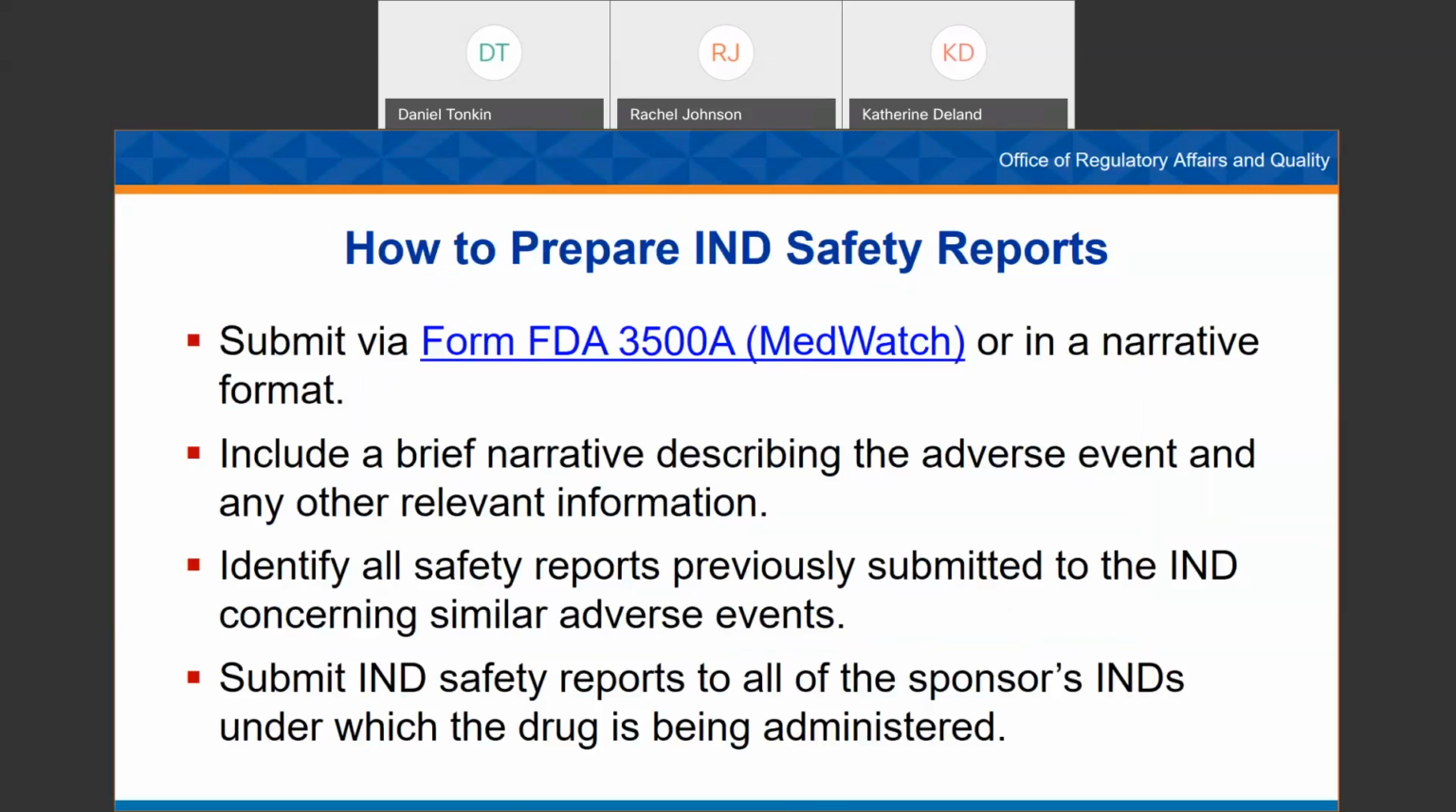And these safety reports are most often submitted in the form of Form 3500A, which is referred to as the MedWatch form for mandatory reporting. And these reports should include a brief narrative describing the adverse event and any other relevant information. The IND safety report should also identify all previous safety reports that were previously submitted to the IND concerning similar adverse events and analyze the significance of these adverse events in light of the previous reports. If the sponsor holds multiple INDs for this particular drug, then the safety report will need to be submitted to all of the sponsor's INDs.